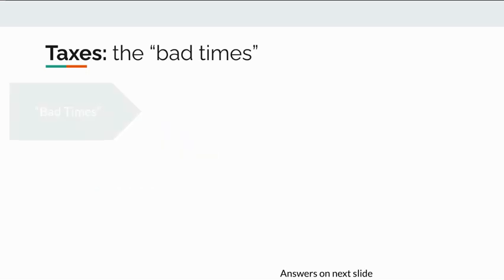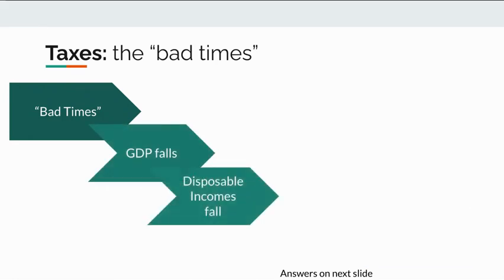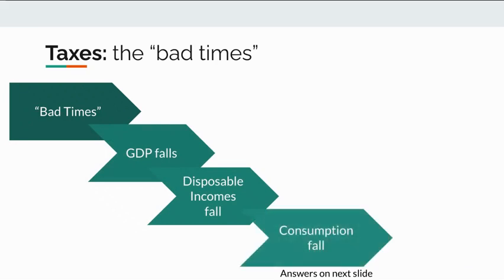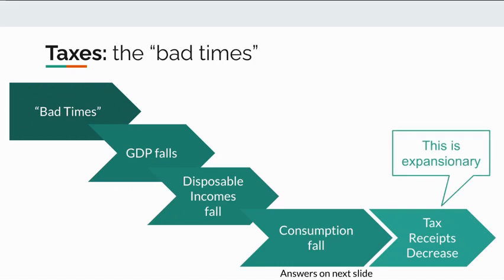Here we go. During the bad times, GDP is falling. So disposable incomes fall because people don't have jobs, people aren't employed, they don't have disposable income. So if you don't have any income, you can't buy stuff. So consumption falls. Therefore, tax receipts decrease. There's less tax. And so that would actually be an expansionary element of our economy.